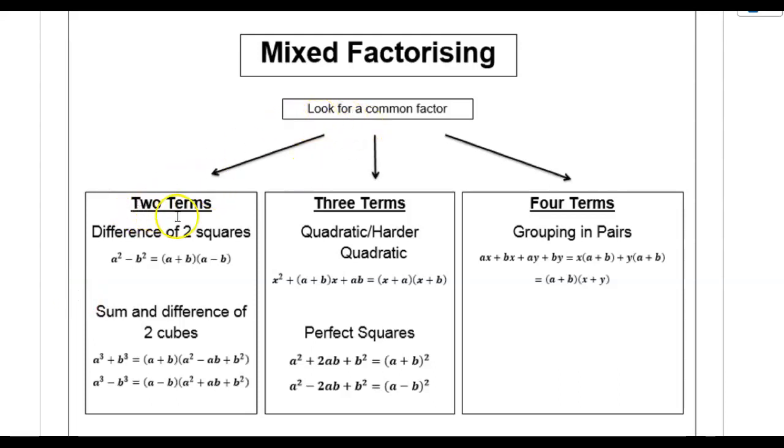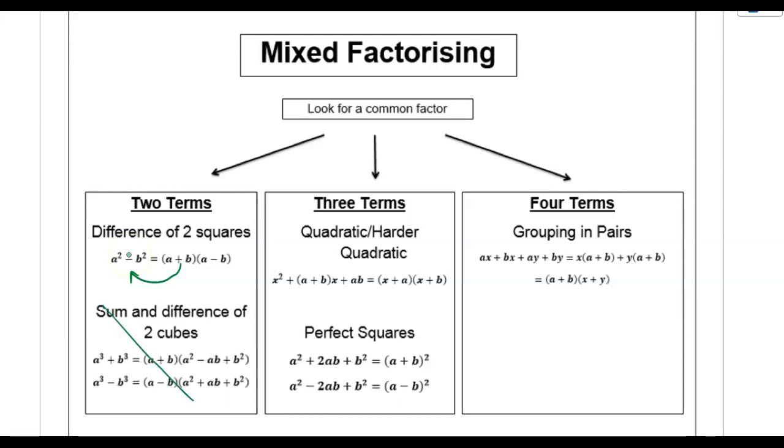So we looked at factorising two terms with a difference of two squares. So if we had something that was something squared minus something else, we could write that in this format, which we looked at above, but we went the other way. That's just the reverse of the difference of two squares.